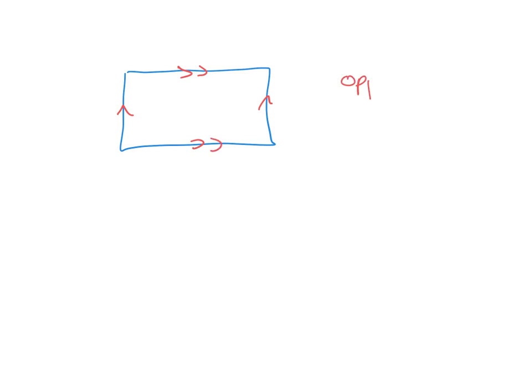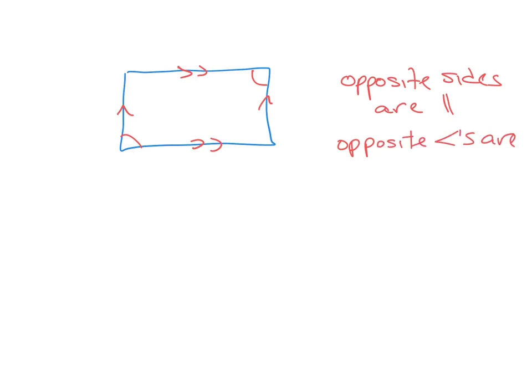So opposite sides are parallel. Opposite angles are congruent. Got it? We're going to leave that for a while. Opposite angles are congruent. Got it? Opposite sides are congruent. We can mark that. So this is 1 and 1 and 2 and 2. So opposite sides are congruent.